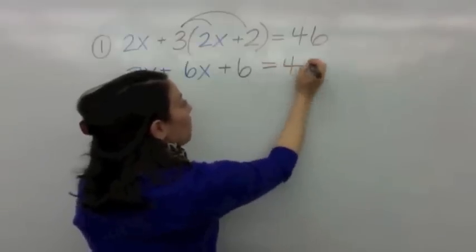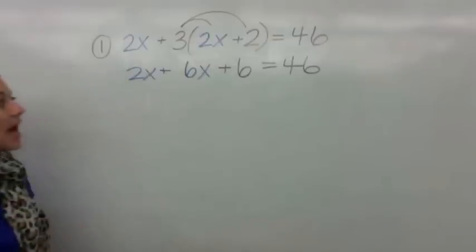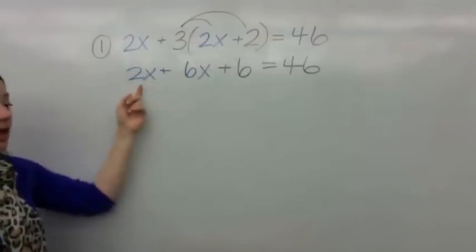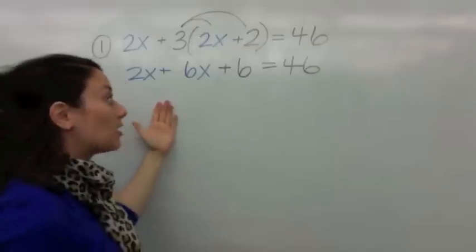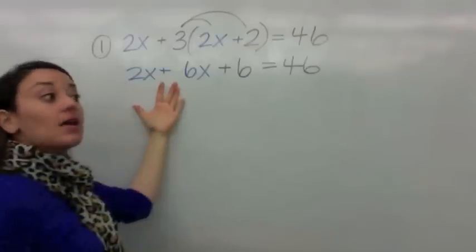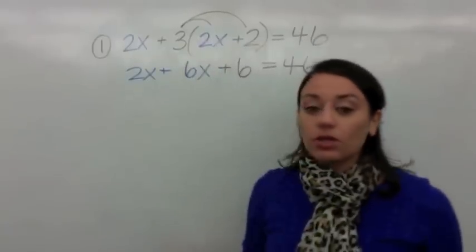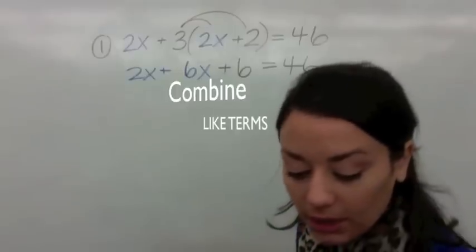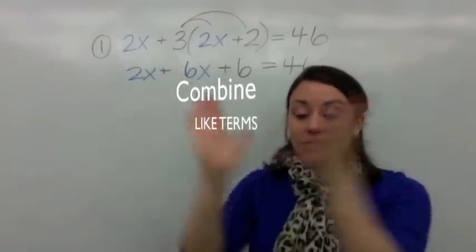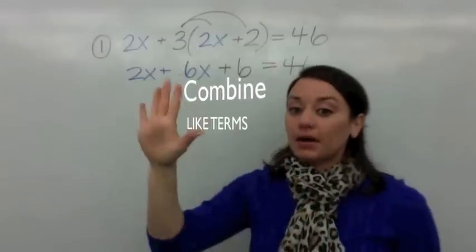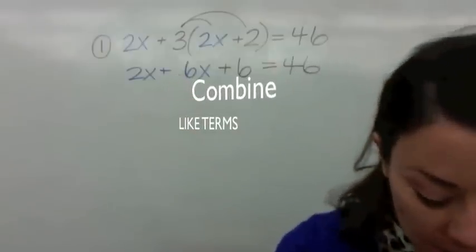Okay? Now what is great about this is that the terms are on the same side. Are they on the same side or opposite sides? They're on the same side. So now when you have two terms, what do you do? Anybody? You combine like terms. That's right. Combine like terms. Very nice. So this is easy.